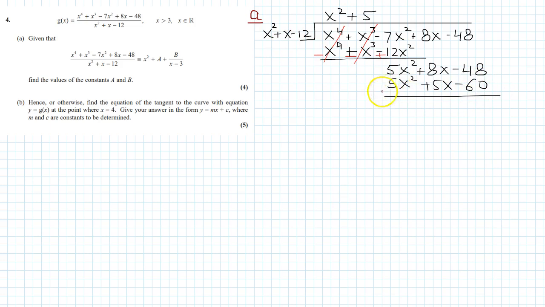Again we are going to change the sign. 5 minus 5 cancel, this is minus and this will be plus. So 8 minus 5 is 3x and 60 minus 48 is plus 12.